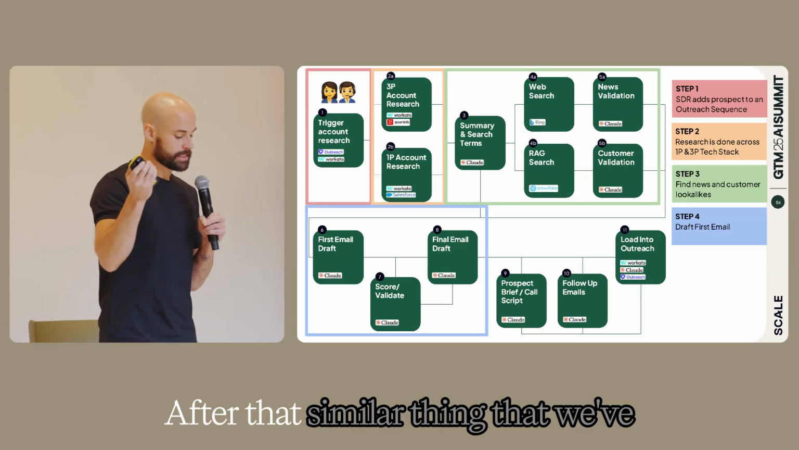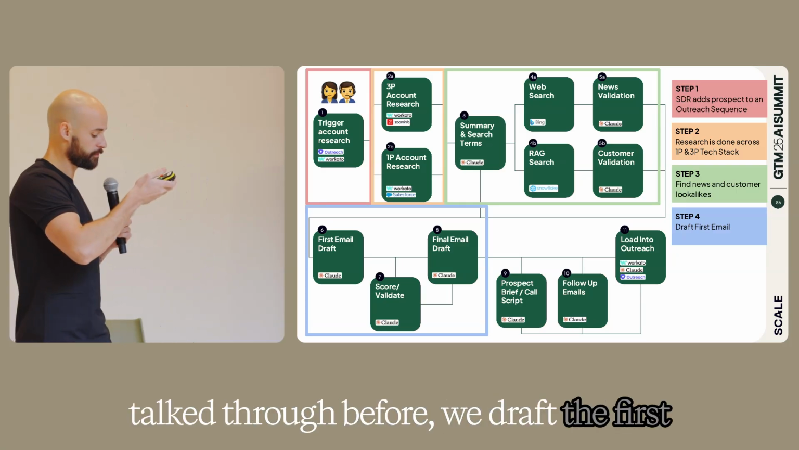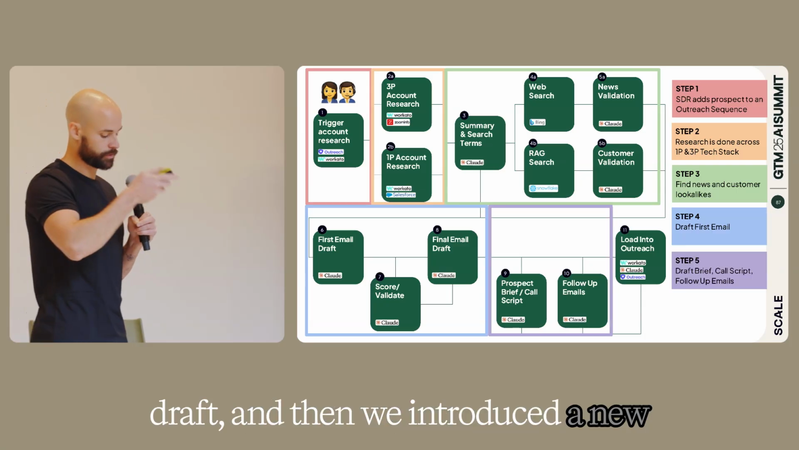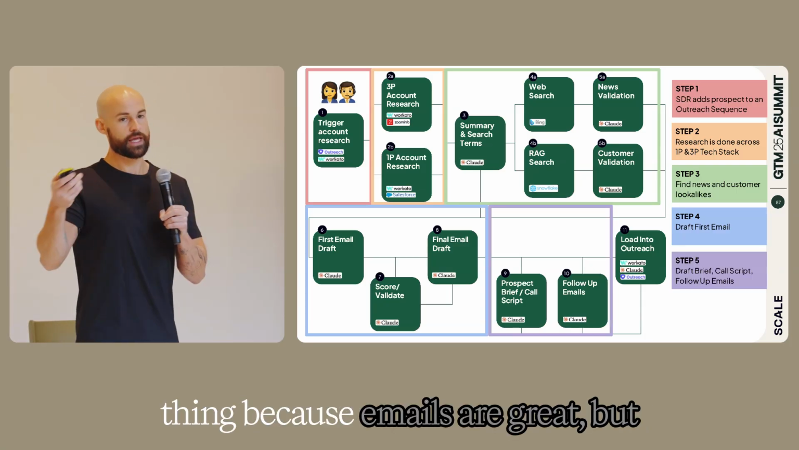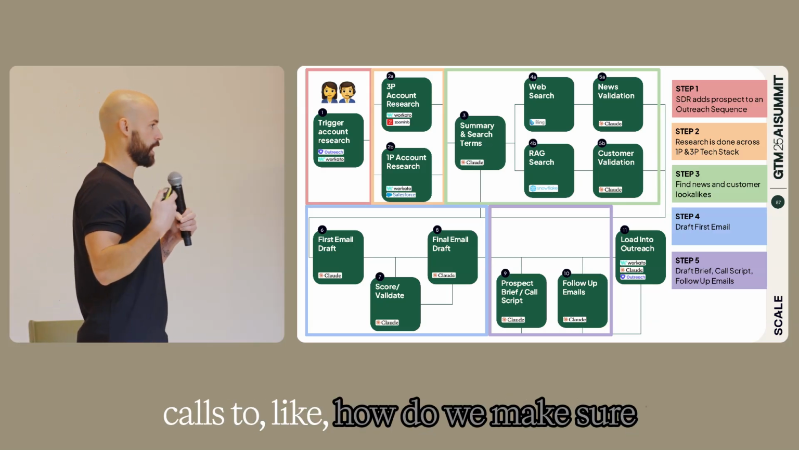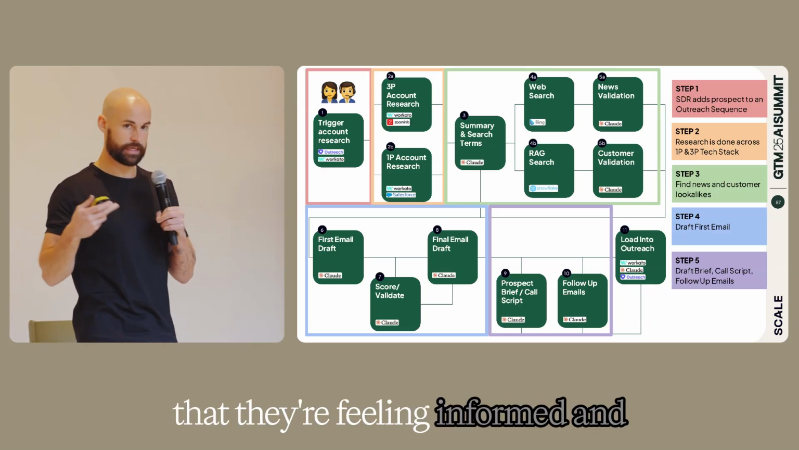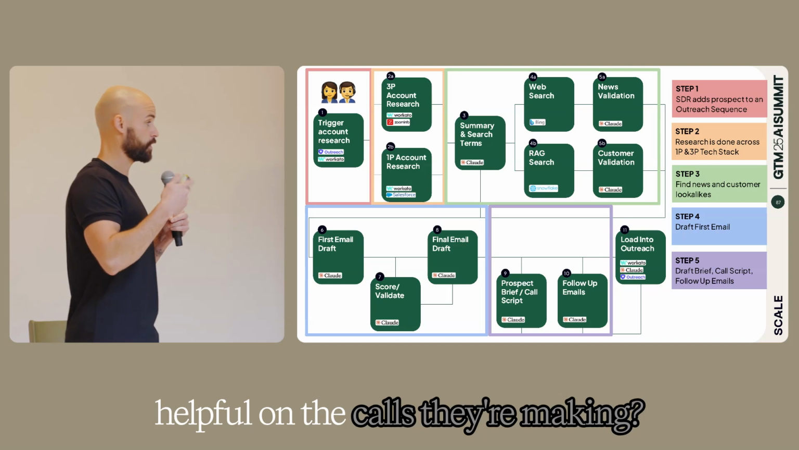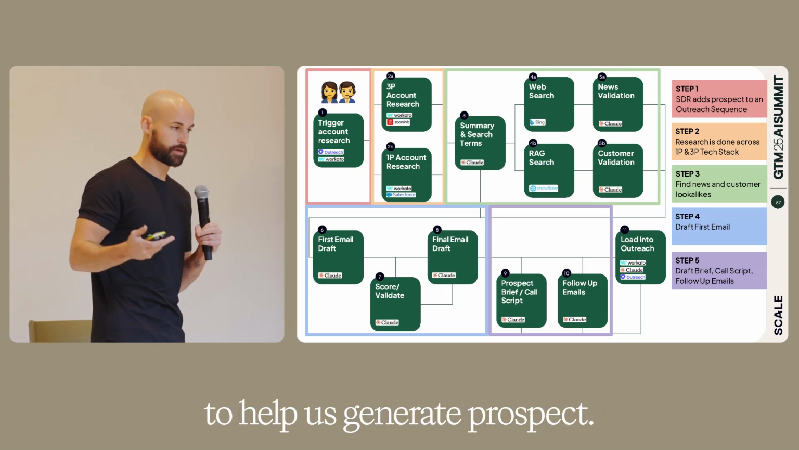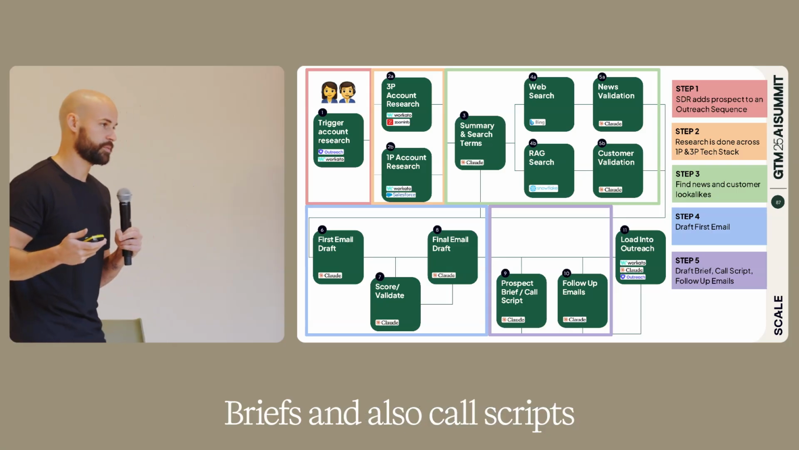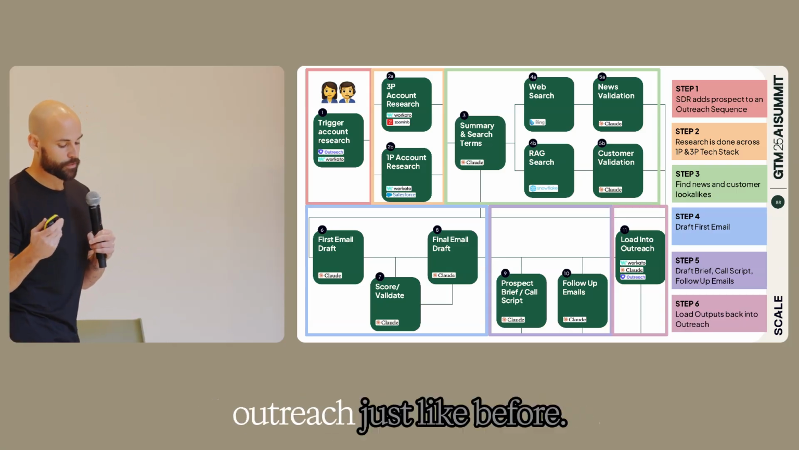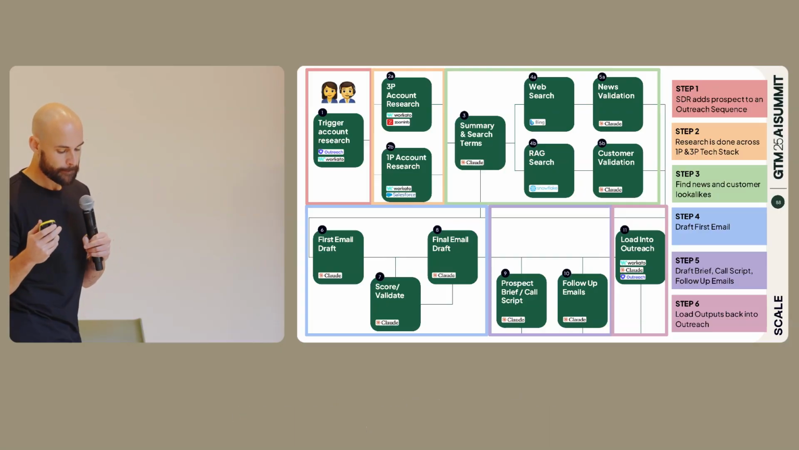After that, similar thing that we've talked through before, we draft the first email, we score it, we write the final draft, and then we introduced a new thing because emails are great, but our SDR teams, they're still making calls. So like, how do we make sure that they're feeling informed and helpful on the calls that they're making? So we also will use Claude to help us generate prospect briefs and also call scripts that they can reference as they're making these actions. And then we load these into Outreach just like before.